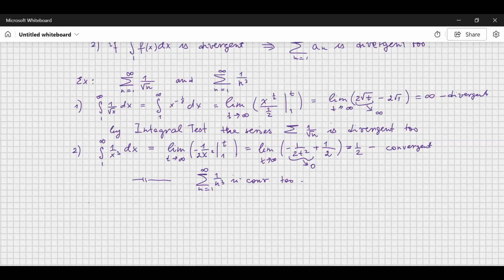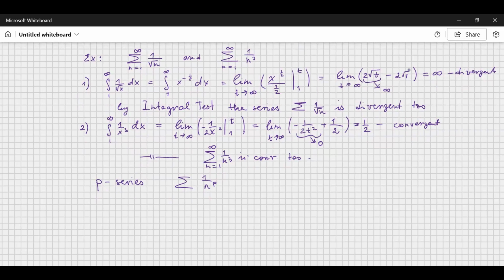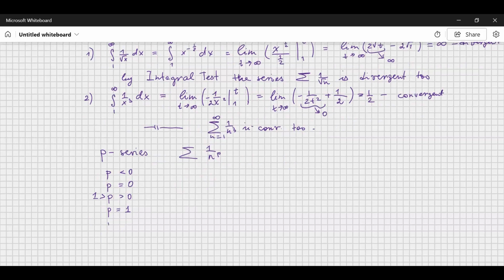So imagine that we're going to consider p-series. And p-series look like 1 over n to the power of p. We are going to start with p. We're going to consider three cases: p less than 0, p equals 0, and p greater than 0 but less than 1, p equals 1, and p greater than 1. Well, I'd just like to see all possibilities for p.